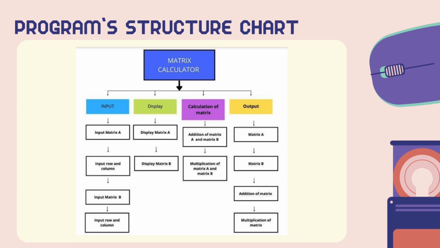This module generates the result of the metric operation. Matrix A and matrix B function outputs the entered matrix as reference. Second, addition of matrix function outputs the result of the addition operation. And the last one is multiplication of matrix function, which outputs the result of the multiplication operation.